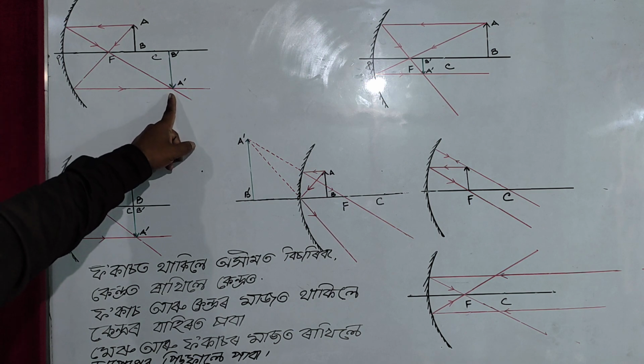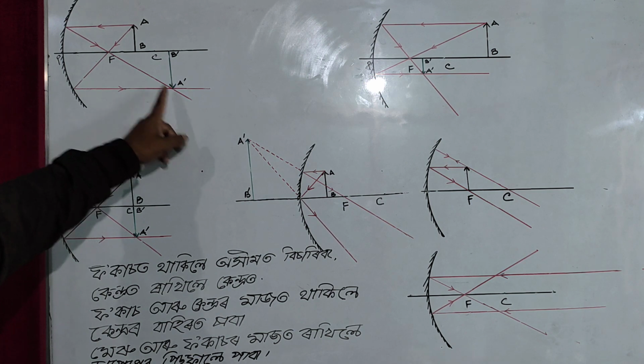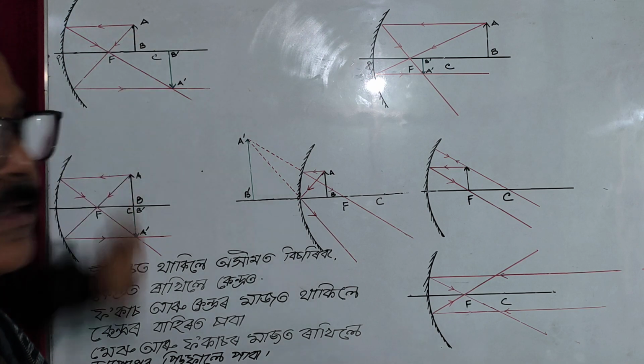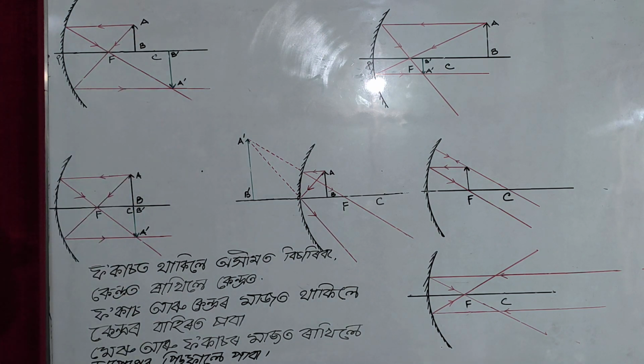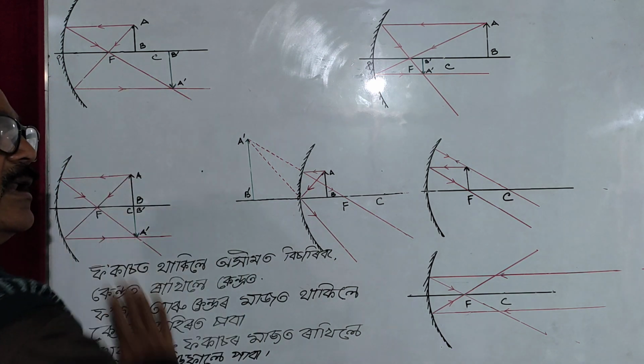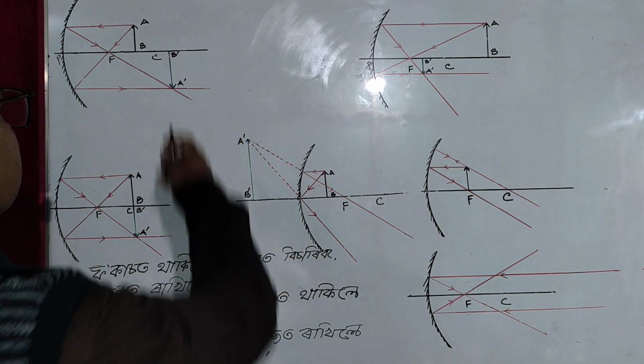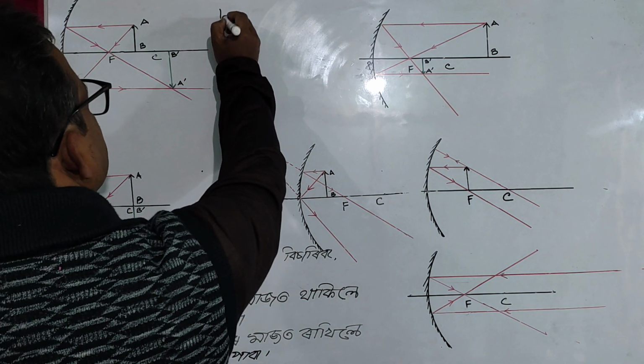Because this particular image is formed by the actual intersecting of the reflected rays. That is why the image is a real image. And a real image we can touch, and we can project it on any screen. Is it clear? Then what are the nature or characteristics of the image here?